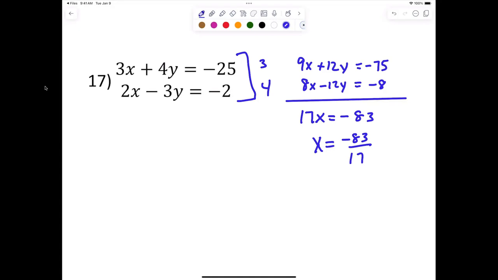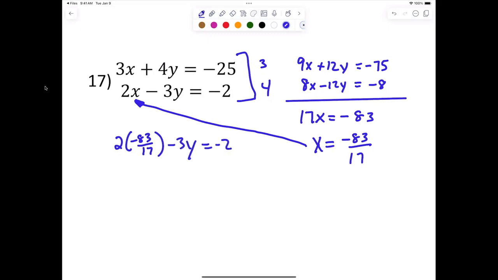Is everybody with me? All right, now we got to take our time now. I'm going to plug x in right here. I'm going to plug x right in there. So now 2 times negative 83 over 17, what is that? Negative 166 over 17 minus 3y equals negative 2. I like it. Now what do I have to do to both sides? Add, that's correct. Add 166 over 17.